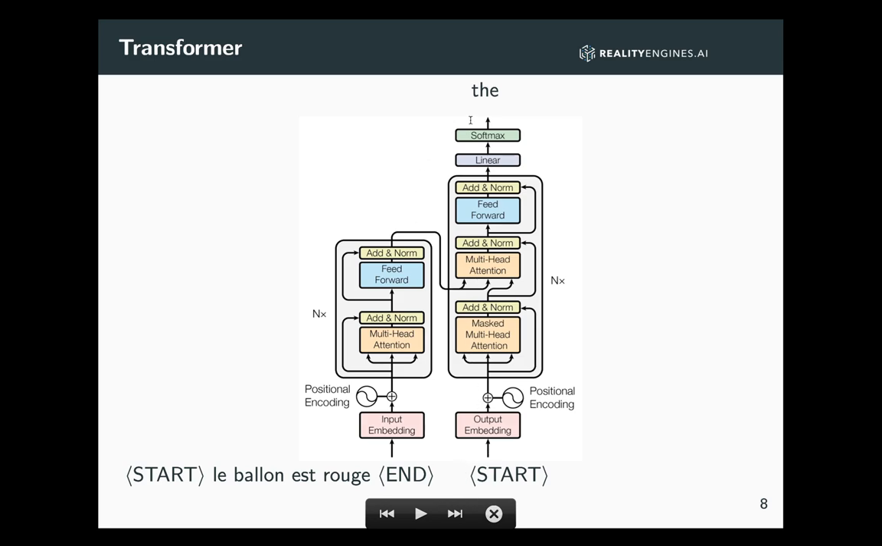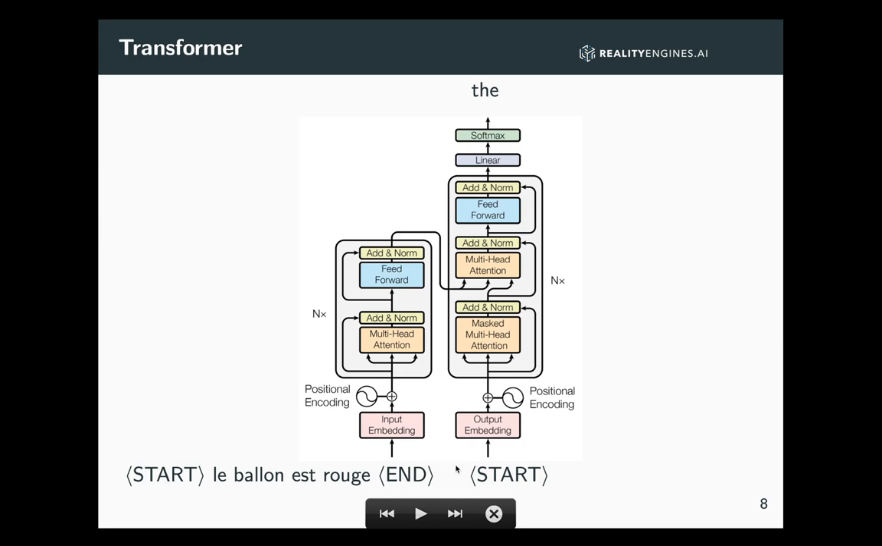In total, the transformer has two sets of inputs. This input sequence, and then this output sequence of tokens. We need both in order to generate the output token. The first token we get for free, the start token. Sentences always start with the start token, so we get that for free.